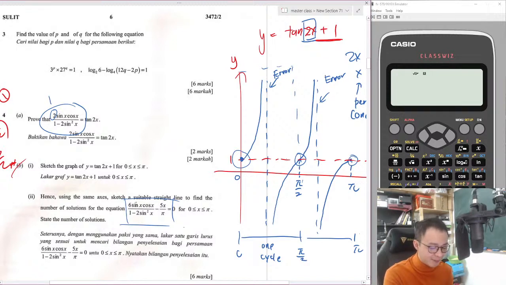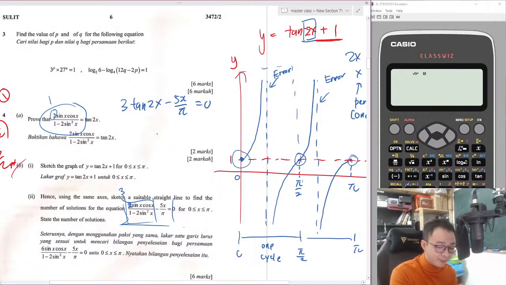If I want to simplify this, I will separate my 6 into 3 and 2. So if you see carefully, this is called 3 tangent 2x. After I make it 3 and 2, I give the 2 back to the equation, then the whole thing is sub into the tangent 2x, minus 5x over pi equals 0. Then what I want to do next is rearrange a little bit.